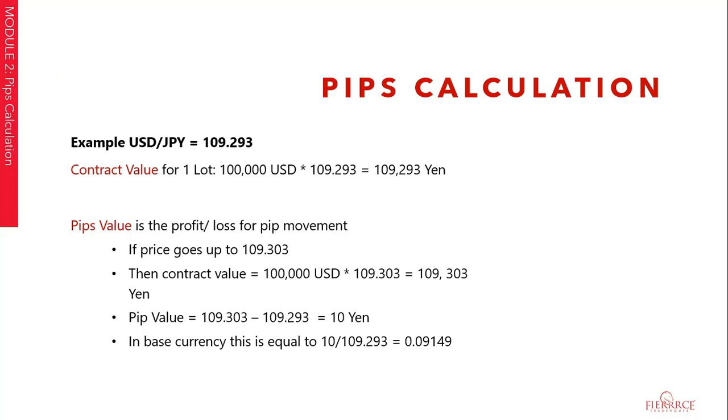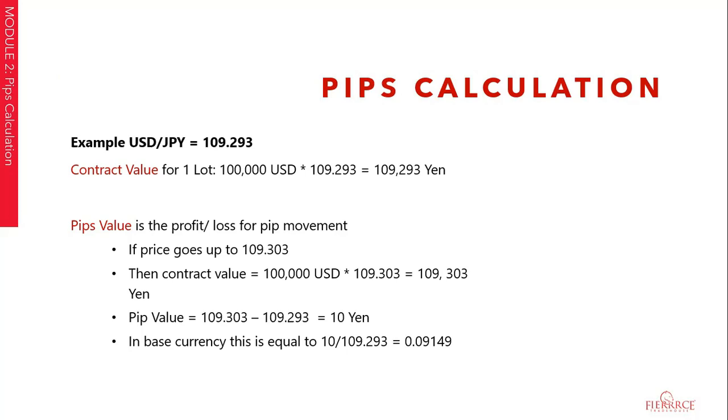So what that means is, for you to get 100,000 units of USD, you need 109.293 units of yen per dollar, okay, when you're purchasing a standard lot. Okay, so a standard lot is 100,000, but because the values of the currencies are different and they're quoted differently, as you can see, you multiply that by 100,000 to get how much yen is used to move the same amount of USD. Okay, so hopefully you understand what I mean when we talk about contract value. Now, then we have the pip value, which is the profit or loss for pip movement.